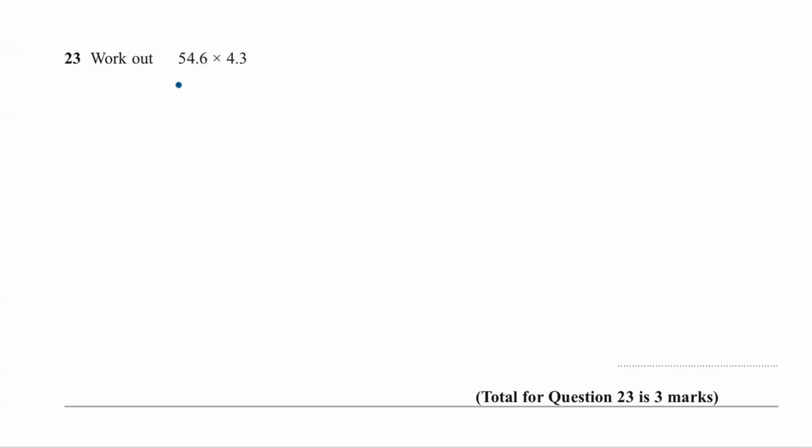Question 23. Work out 54.6 times 4.3. The easiest way is to take the points out. 546 times 43 is the question to do. So we've removed the points. Now we'll start with the units. 6 threes are 18. Tiny one there. 4 threes are 12. Add 1 makes 13. Tiny one. 5 threes are 15. Add 1 makes 16. Now those ones were written very small so that we don't get them mixed up in a minute when we're adding up.